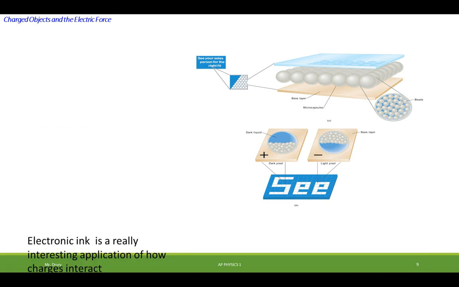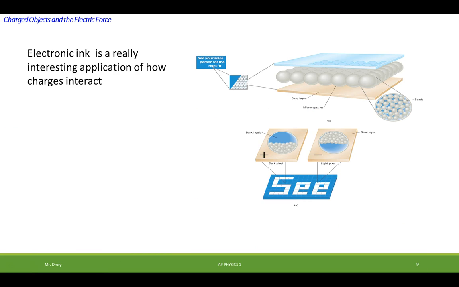Here's an interesting application of charges. This is electronic ink, like what's found inside of Kindles. You have a clear plate on top, a plate on the bottom that can be charged in very small areas, and little beads inside.